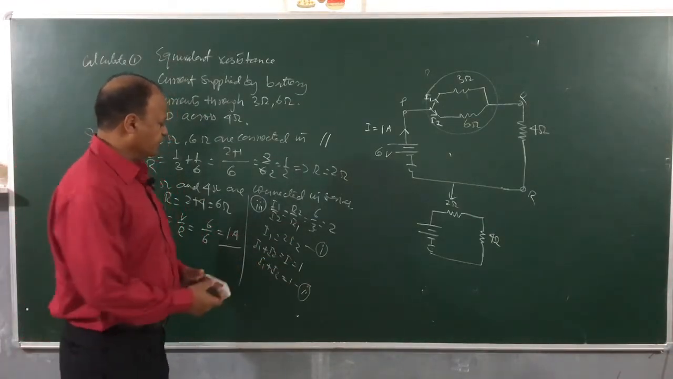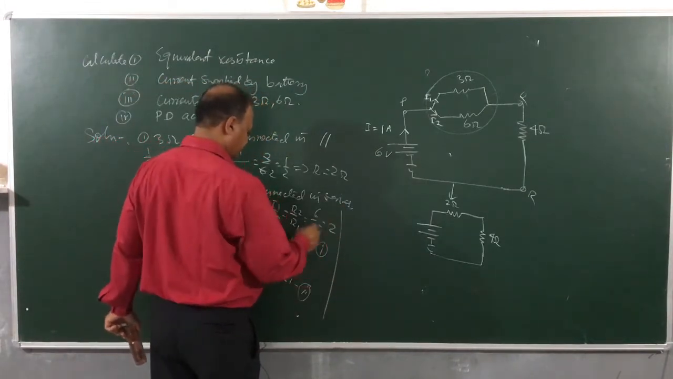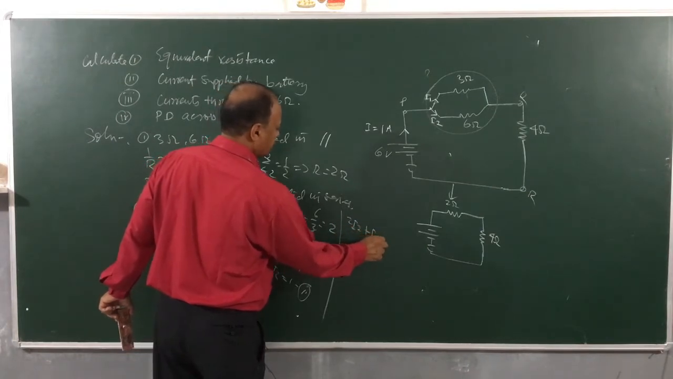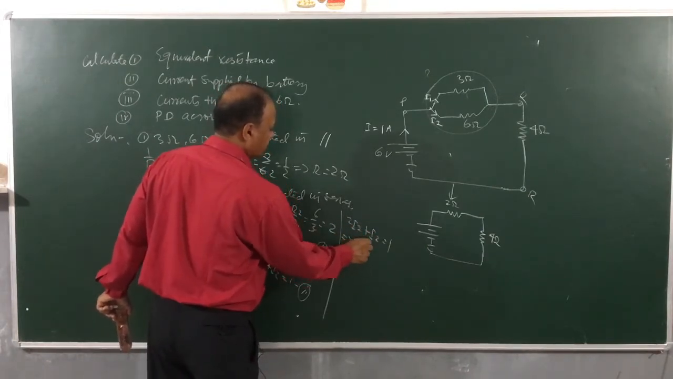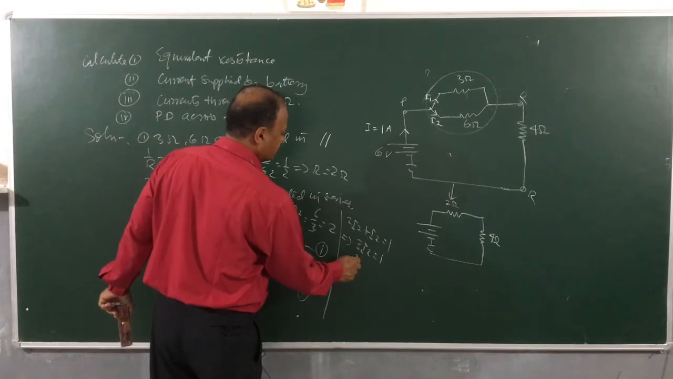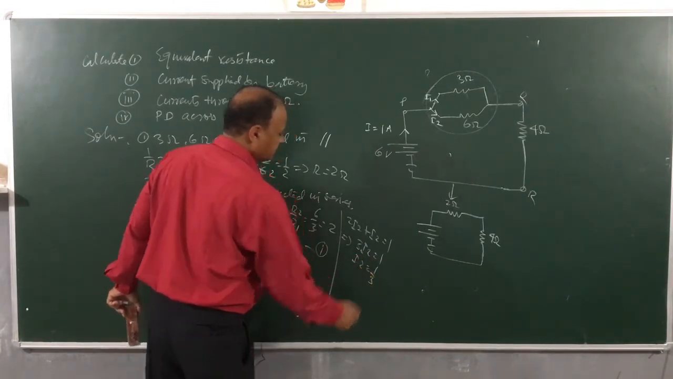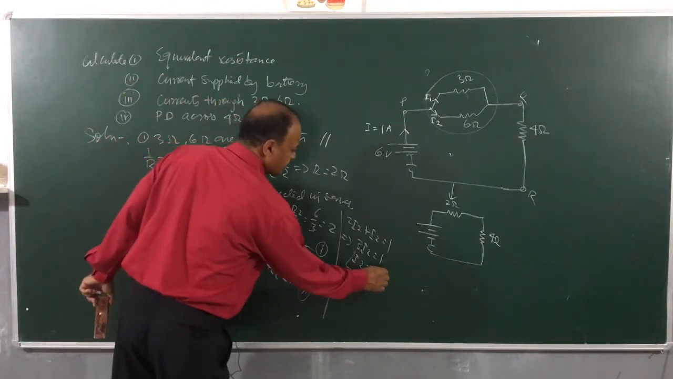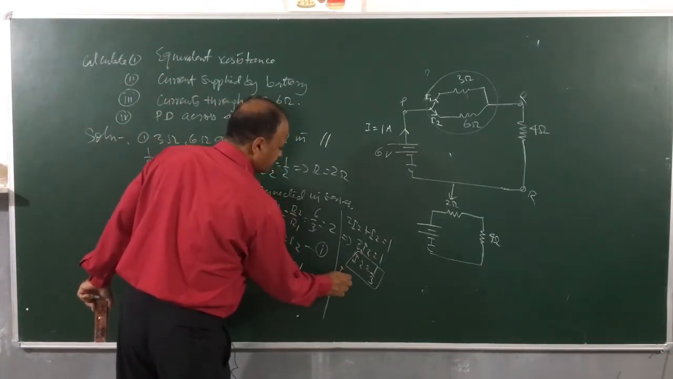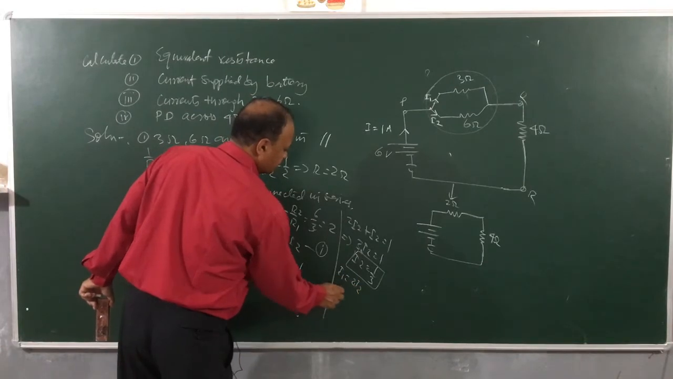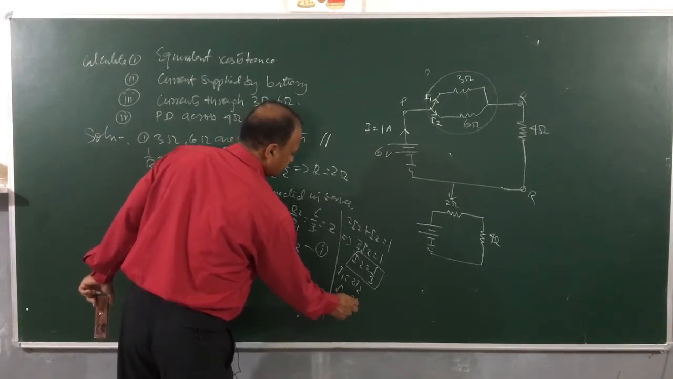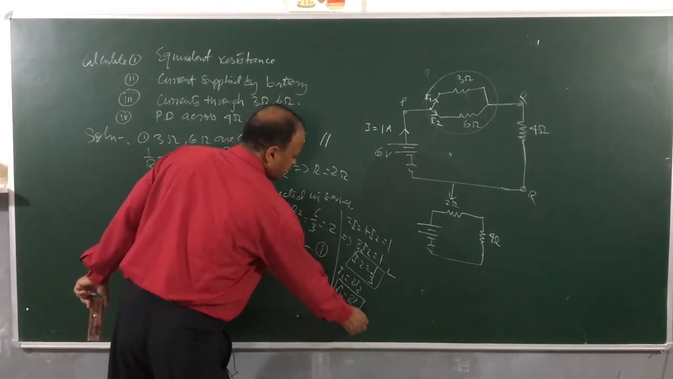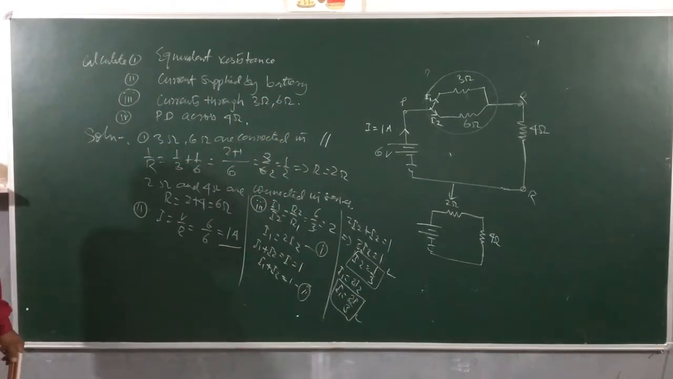So if I put the value, I1 is equal to twice I2, plus I2 is equal to 1. 3I2 is equal to 1. So I2 is 1 by 3. Then I1 is twice I2, so I1 is 2 by 3. So I got I1 and I also got I2.